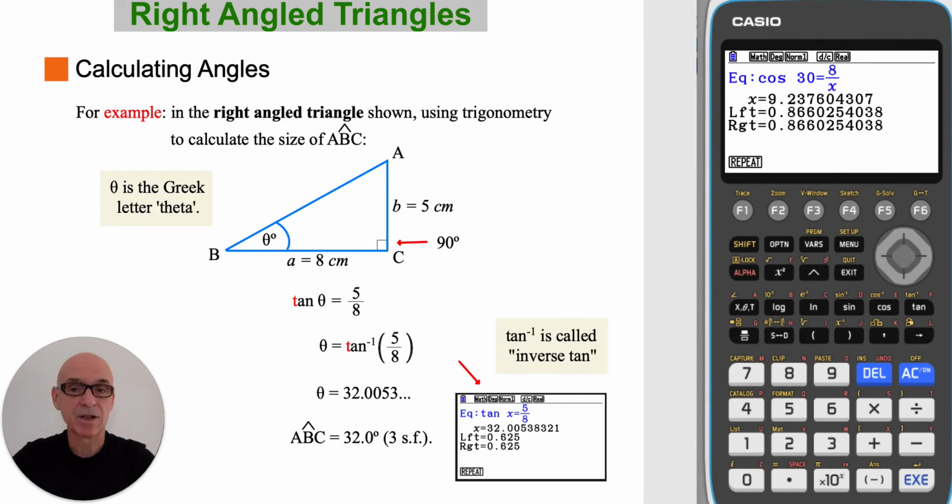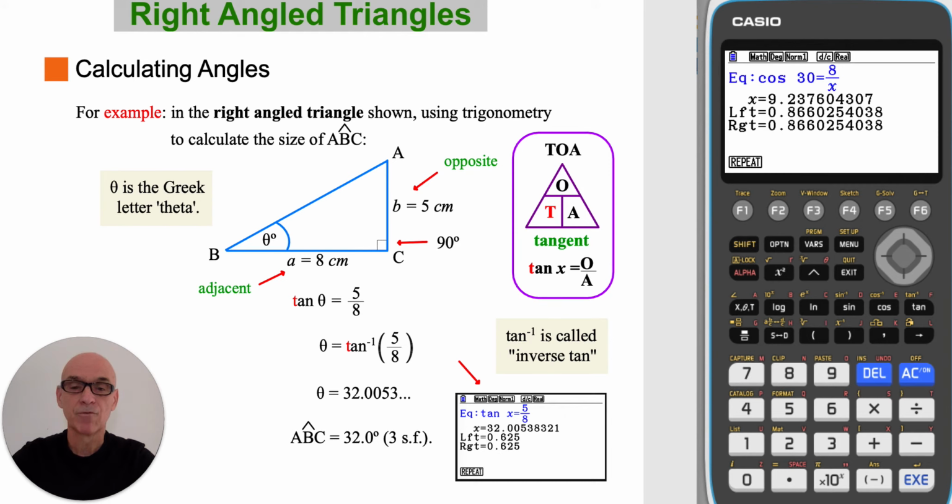In the right-angled triangle shown in this example, we can use trigonometry to calculate the size of angle ABC. That's angle B. And I'm using the Greek letter theta to represent the angle. Identifying 5 centimeters as the side opposite the angle theta, and 8 centimeters as the side adjacent to the angle theta. Referring to the triangles, we see that tangent is equal to opposite over adjacent. So we write tan theta equals 5 over 8.